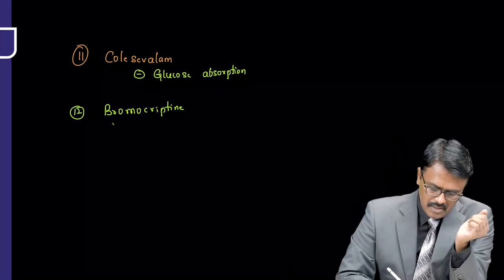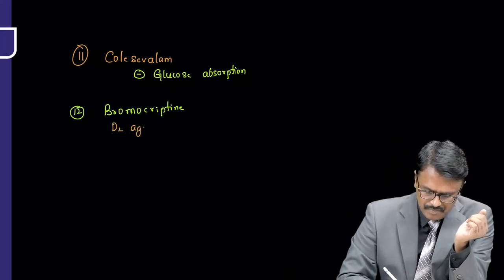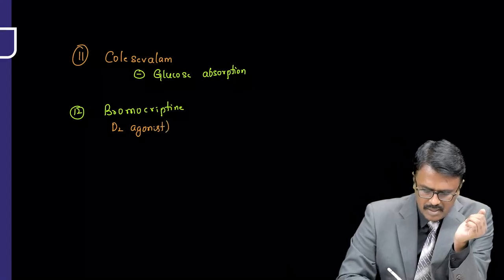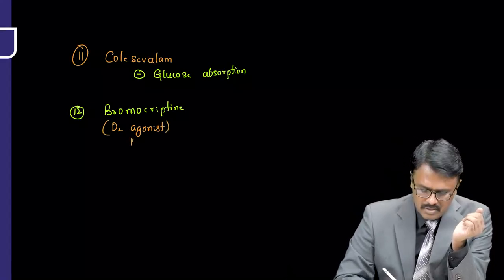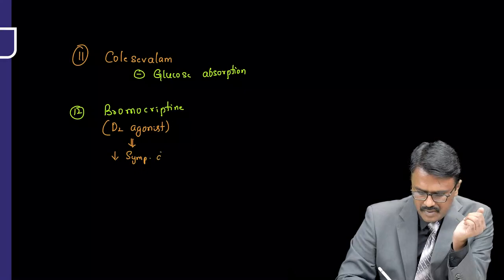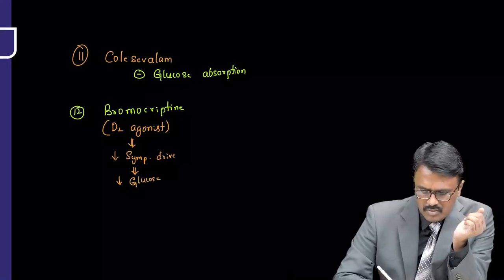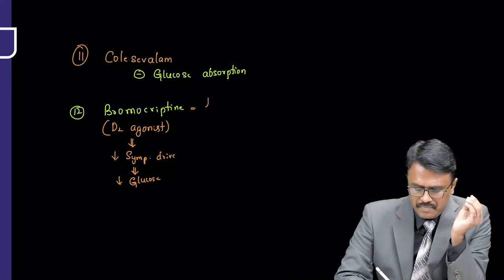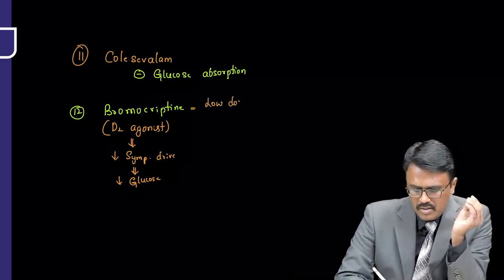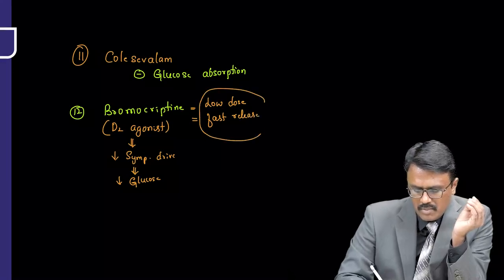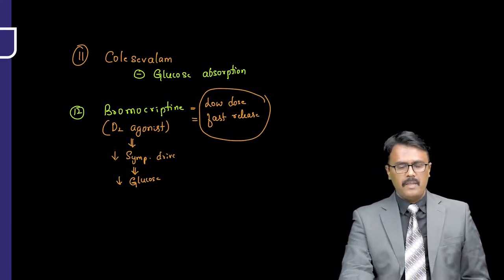So bromocriptine is a D2 agonist, and remember, it's a derivative of ergot. It is known to decrease the early morning sympathetic drive, and by doing that, it decreases the glucose. To achieve this, bromocriptine has to be used at a low dose, and the release form is the fast release form. This is the one we use in the management of diabetes type 2.